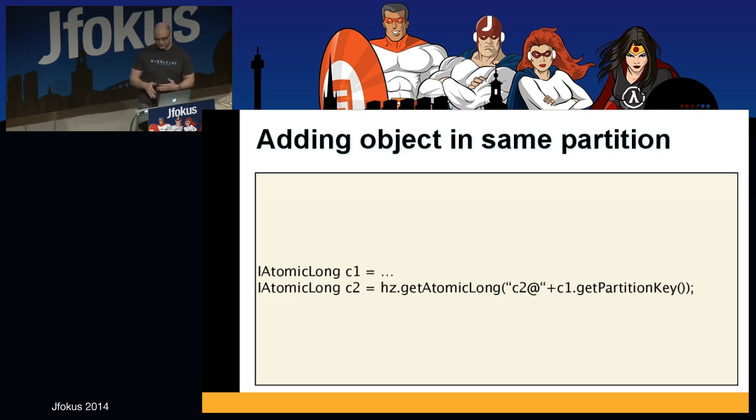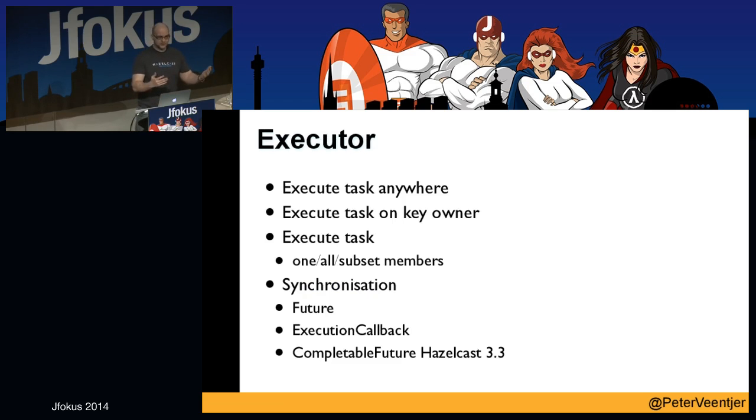The cool thing is, sometimes you don't have the partition key at hand. In this case, foo, maybe you lost it. It's not completely visible to you what was being used. Maybe it's a UUID you generated on the fly. If you want to create a new object within the same partition as another object, you can just say get partition key. Yeah, so in this case it's C2 at partition key of C1. Now C1 and C2 will fall in the same partition.